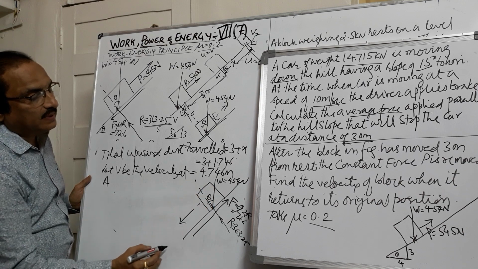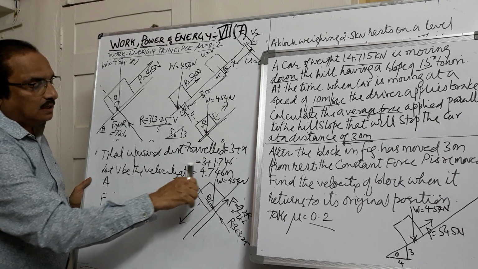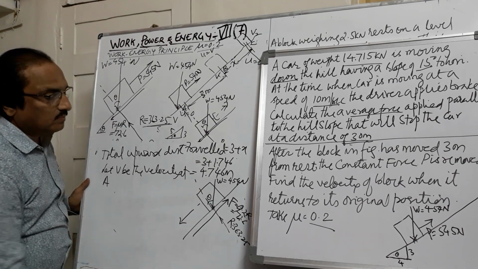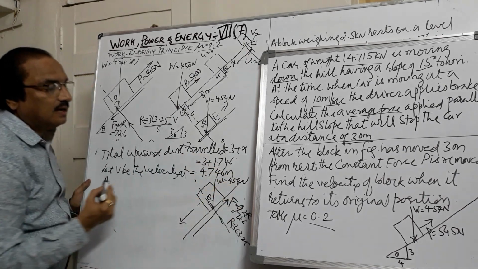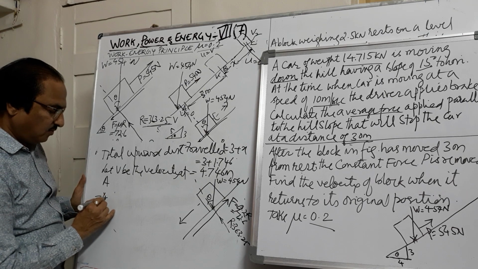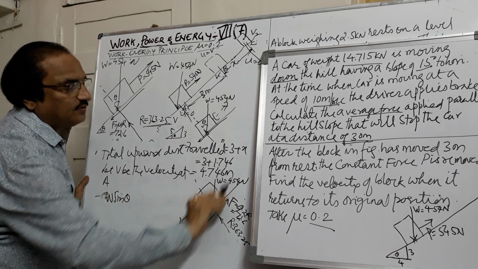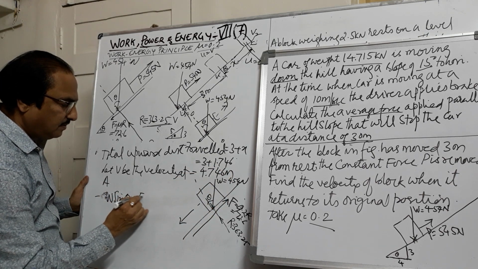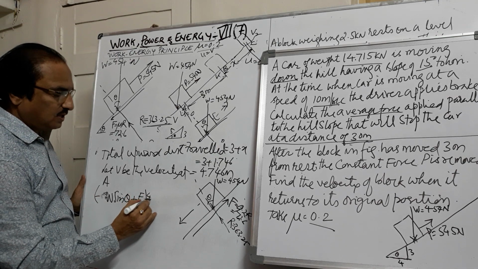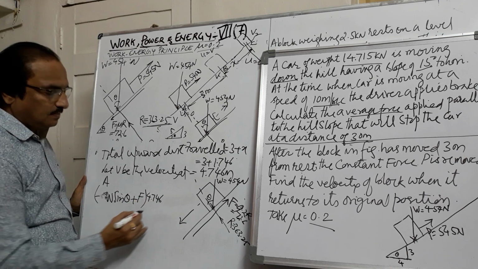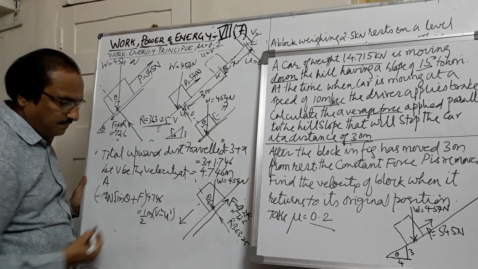So it is moving down the plane. So if you see this, F is moving up. It is moving down the plane. So W, if I resolve parallel to the plane, down, so minus W sin theta. This F is up, plus F into the distance it is traveling, 4.746, must be equal to half of m, v square minus u square.